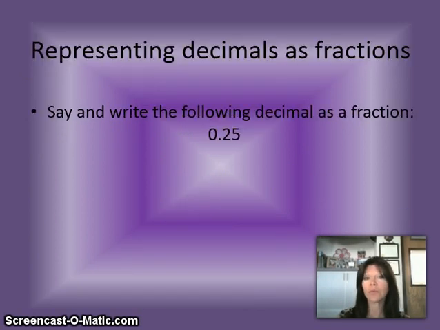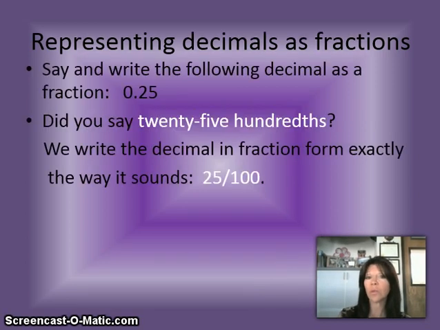All right, representing decimals as fractions. You always say and write the decimal as a fraction. So I want you to say and write this decimal, 0.25. So did you say 25 hundredths? If you did, good for you, great job. We write the decimal in fraction form exactly the way it sounds. When you say 25 hundredths, that's the fraction, 25 over 100.